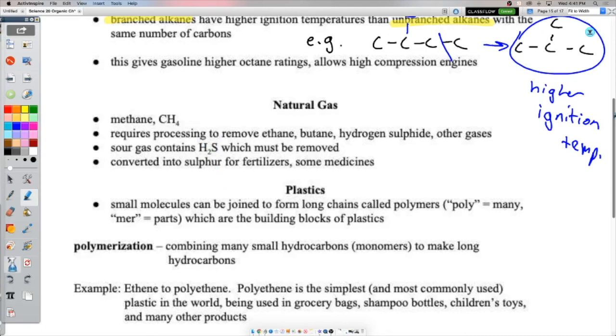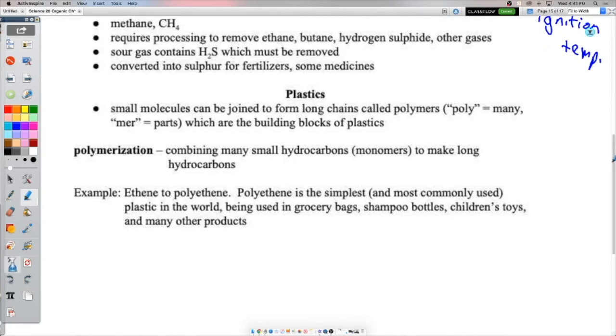And the last note we're going to talk about here is polymerization and how we use it for making plastics. Okay, so what is a plastic? It's actually just a bunch of small molecules joined together into very long chains. So we take small molecules, we join them to form a long chain called a polymer. And when I say long, I mean really long. I'm not talking decane. I'm talking thousands and thousands of carbons long. Essentially infinite.